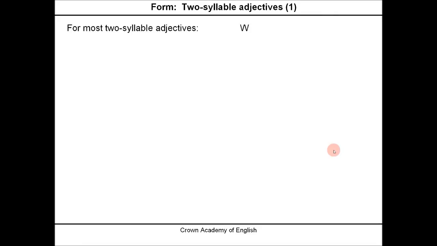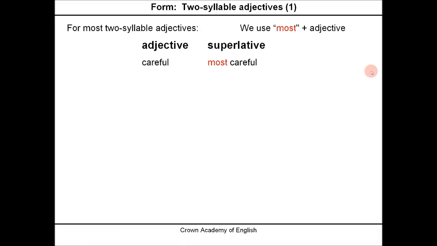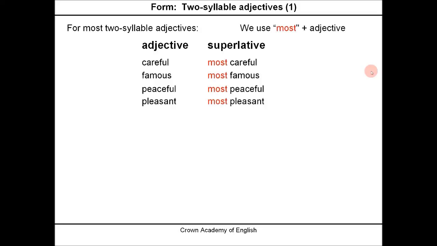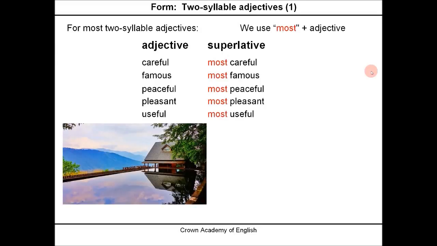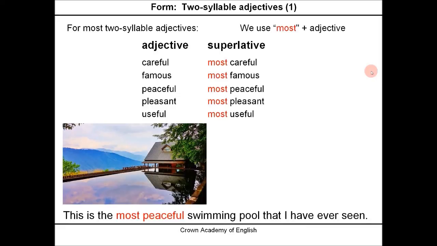For most two-syllable adjectives, we use most plus the adjective. So here we are using two words. Most careful, most famous, most peaceful, most pleasant, most useful. This is the most peaceful swimming pool that I have ever seen.